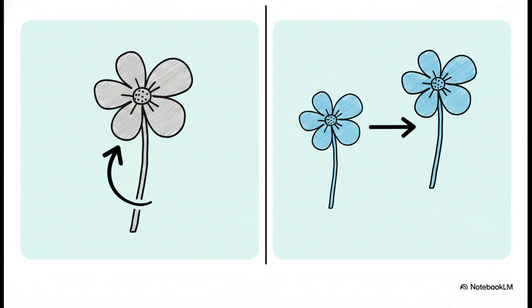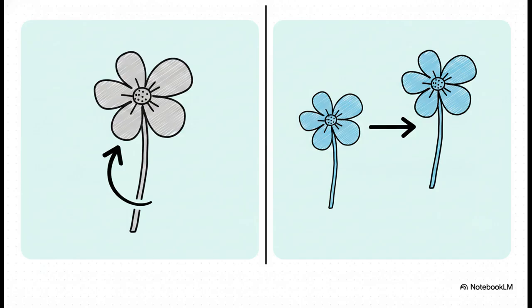Pollination is simply the physical transfer vector of that pollen, but how it makes the trip makes a huge difference. Let's contrast the two types. In self-pollination, pollen moves within the exact same plant. That guarantees reproduction, but it severely limits genetic variation.